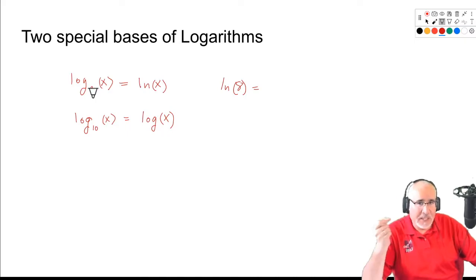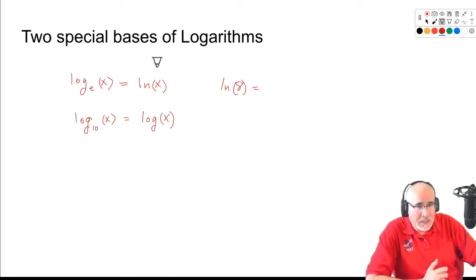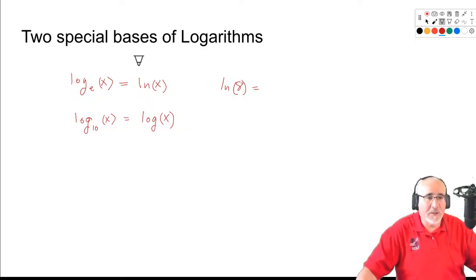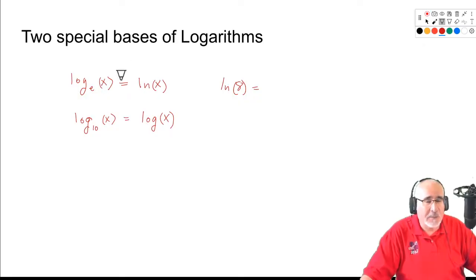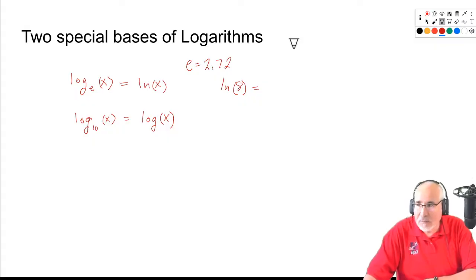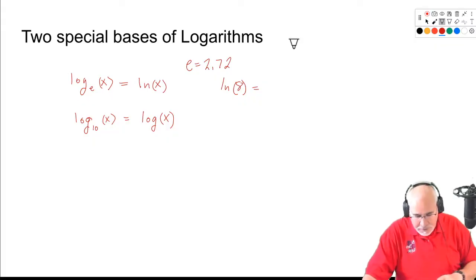And e is a number much like pi, right? You think of pi as 3.14, but it has a decimal expansion that goes on forever without repeating. Same thing happens with e, but we'll think about it simply as about 2.72. I think it's 2.718 something. Okay, so those are our two special bases.